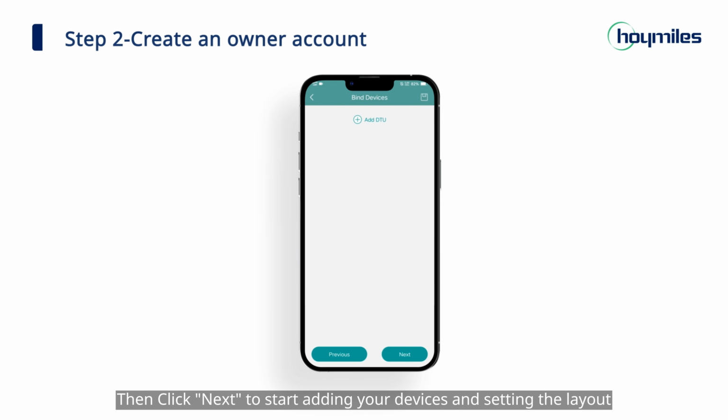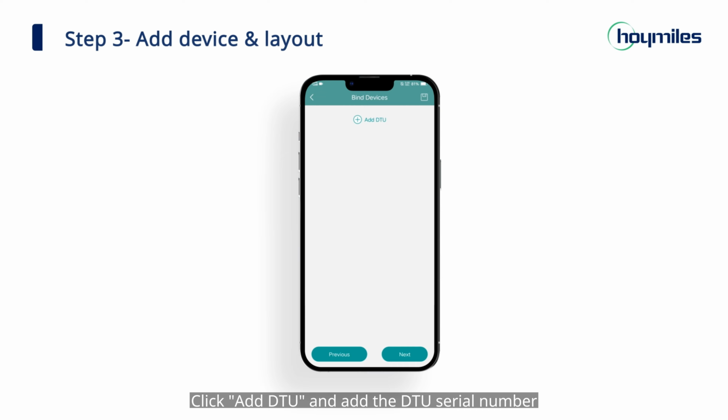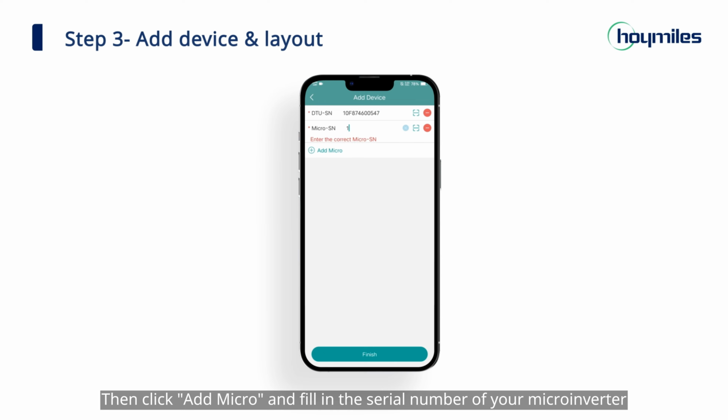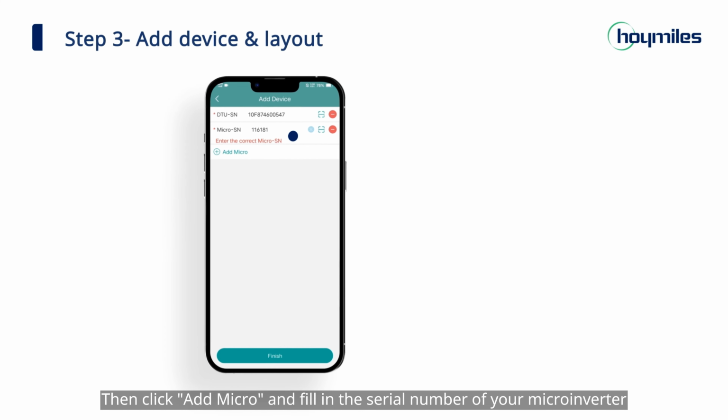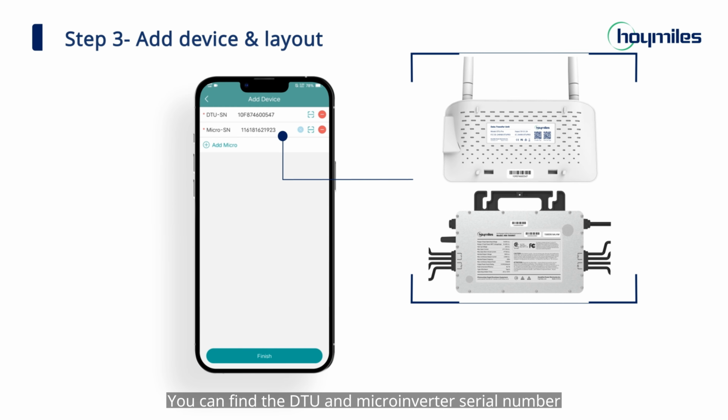Then click Next to start adding your devices and setting the layout. Click Add DTU and add the DTU serial number. The serial number can be entered manually or added by scanning the QR code. Then click Add Micro and fill in the serial number of your microinverter. You can find the DTU and microinverter serial numbers from the label attached to them.